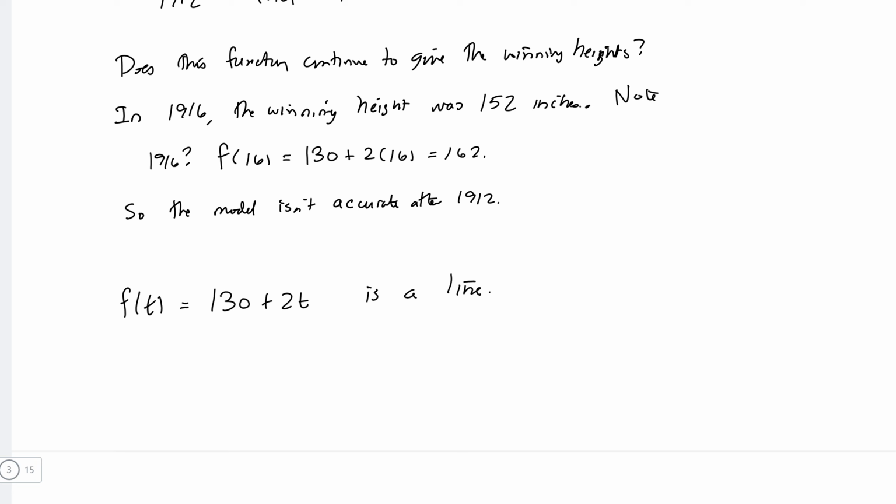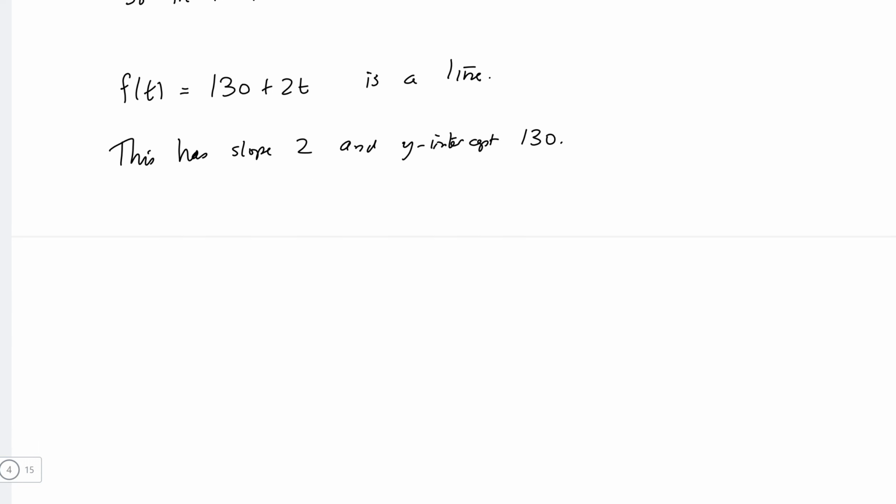Okay, so this has slope 2 and y-intercept 130. So to see what do these things actually mean, well, the y-intercept is when t is equal to 0. So that's just f of 0, which is 130 plus 2 times 0, which is 130.